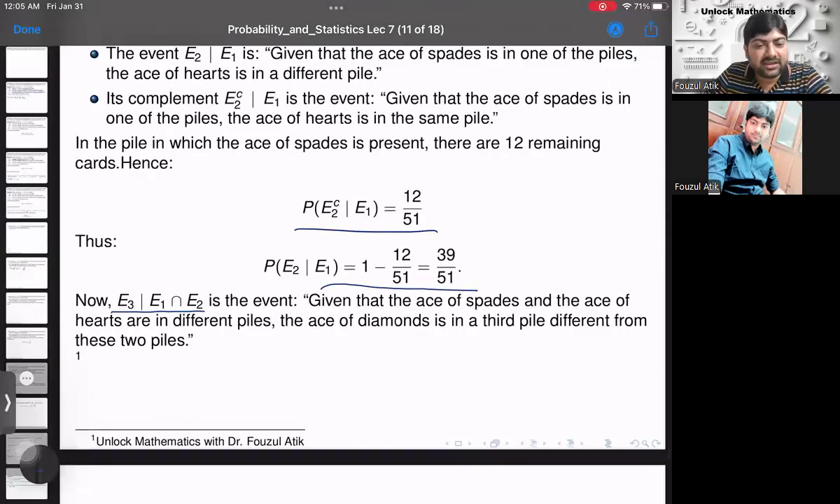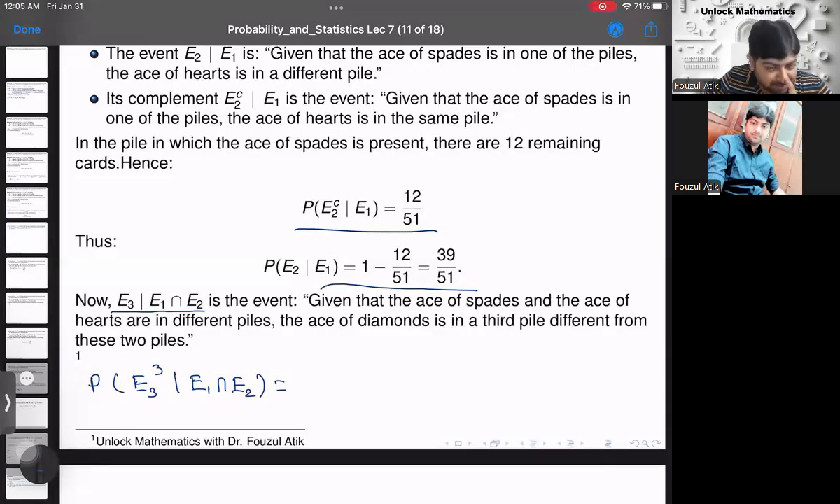Now what is this event? Given that the ace of spade and the ace of heart are in different piles, the ace of diamond is in the third pile, different from these two piles. Right? So again, we will try to find the probability of E3 complement given E1 intersection E2. Now a similar kind of argument we will apply here. Given that E1 intersection E2 has already happened, the ace of spade is in one pile, the ace of heart is in a different pile, and E3 complement is that the ace of diamond should be in one of these two piles.